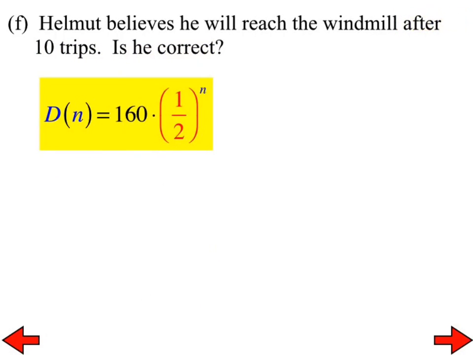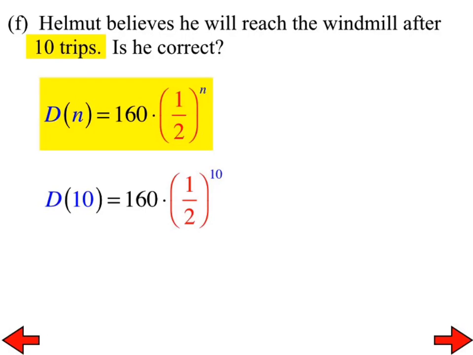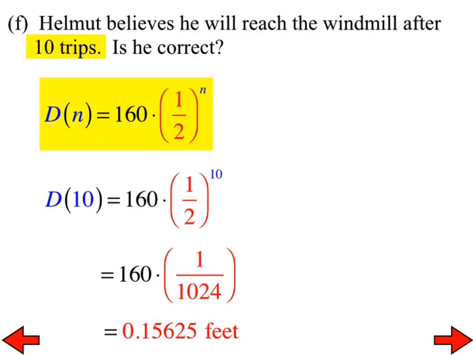Part F, Helmut believes he will reach the windmill after 10 trips. Is he correct? Obviously it's no, but the reason is because when we figure out 160 times 1/2 to the 10th power, we end up with 0.15625 feet, which happens to be 1.875 inches. So while he is very close, he's not at the windmill.